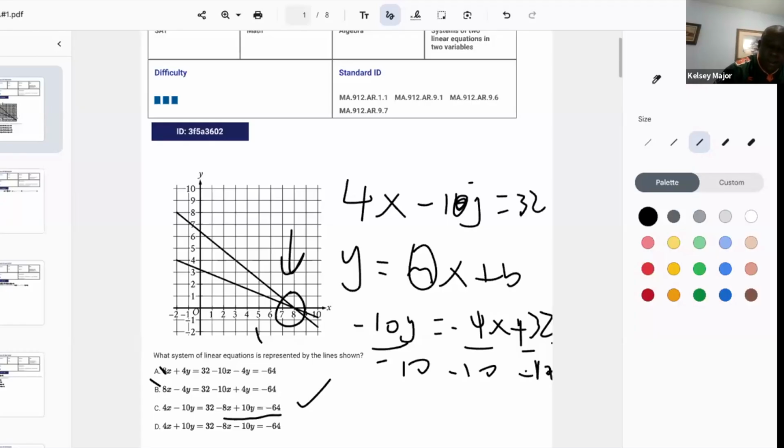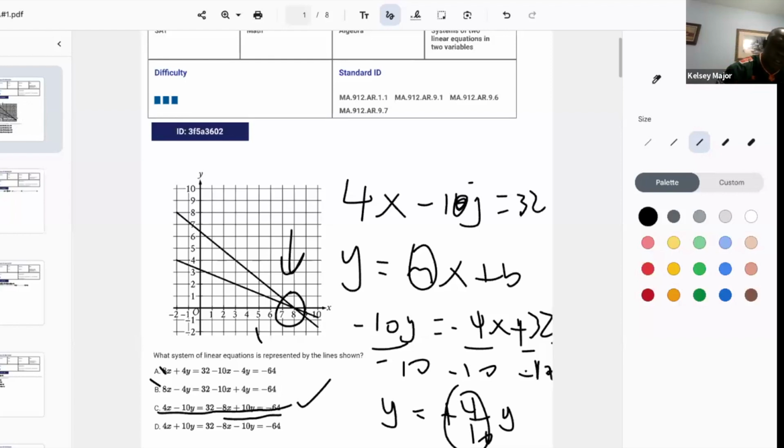And I can clearly see here that y is going to be equal to positive 4 over 10 x, right? So this is a positive slope. This cannot be my answer. That's out because that slope is positive.